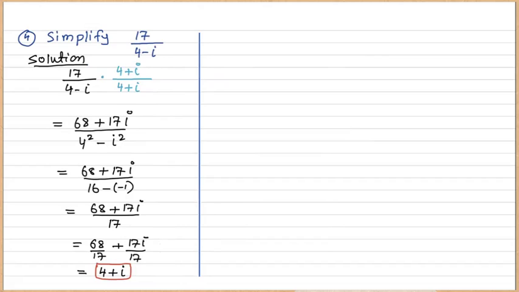Okay, so let's see. Question number 5. Let's say simplify 2i over 3 minus i. So in this one, unlike the previous one, where we had a real number divided by a complex number, here we have an imaginary number divided by a complex number. But the process is exactly the same.